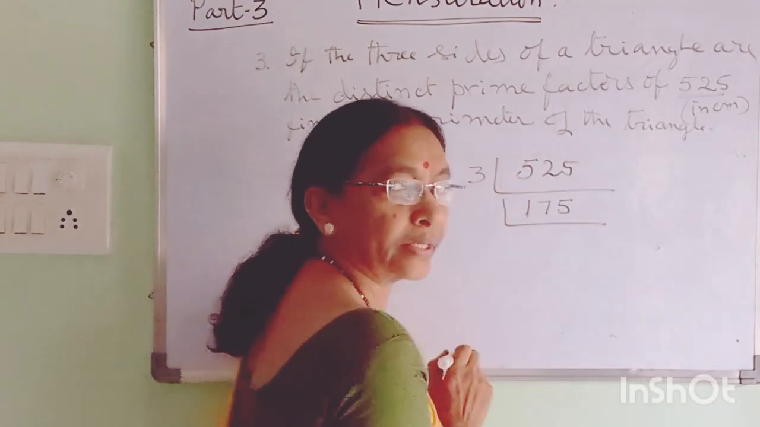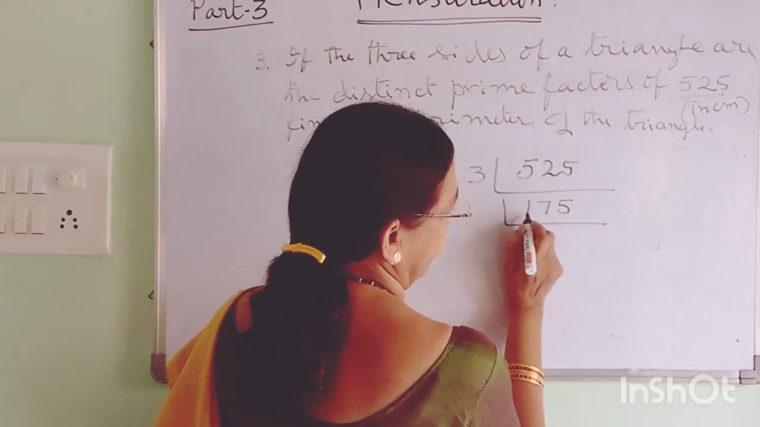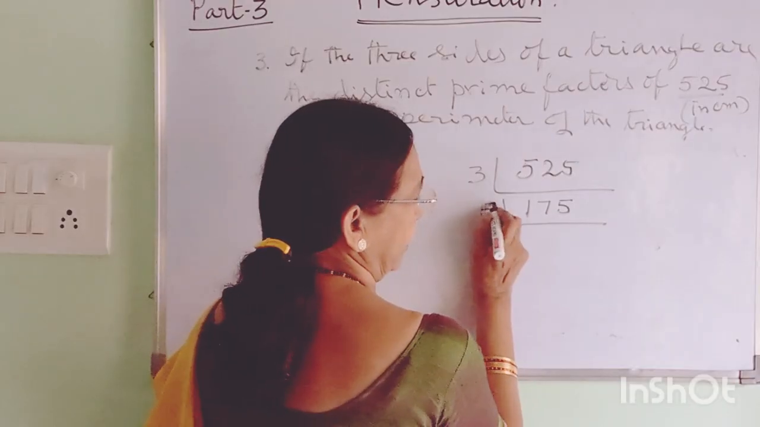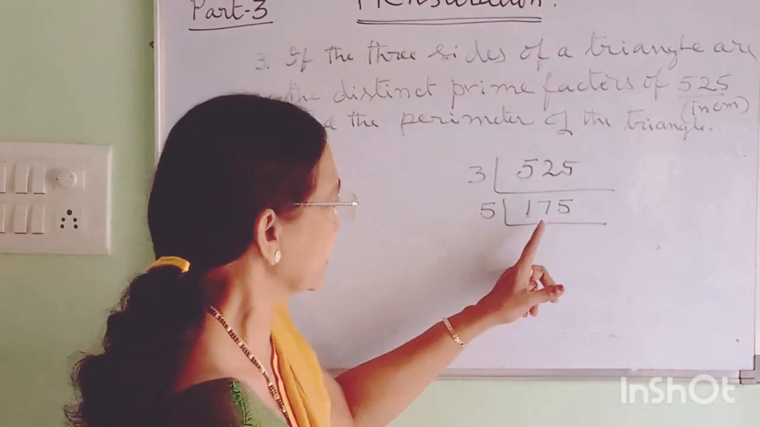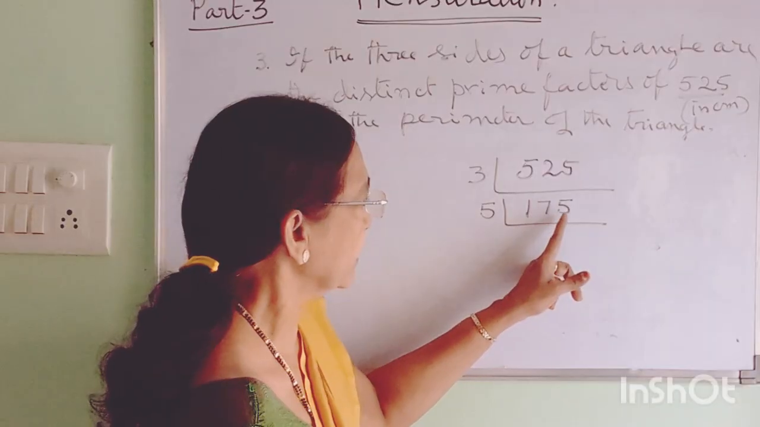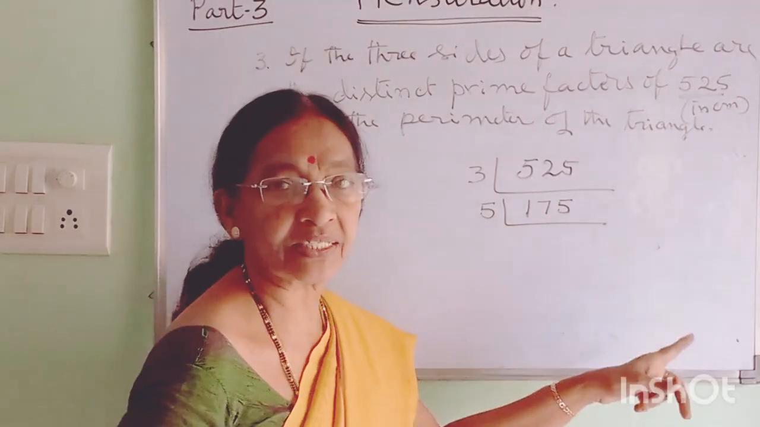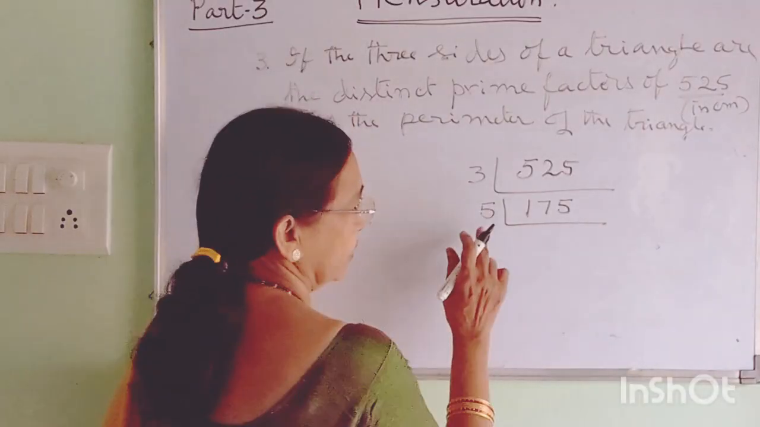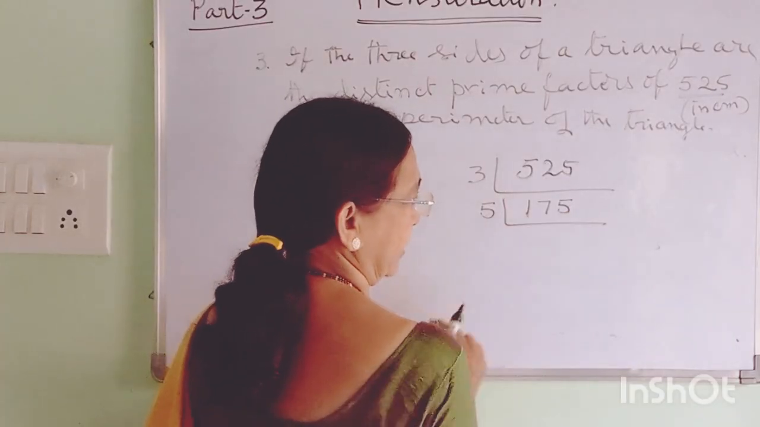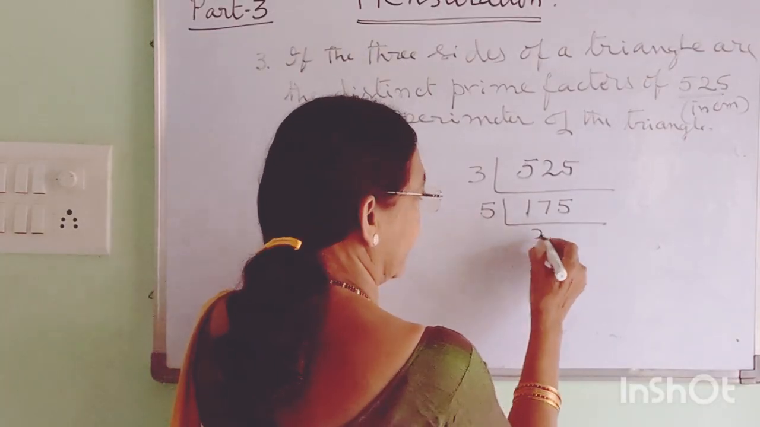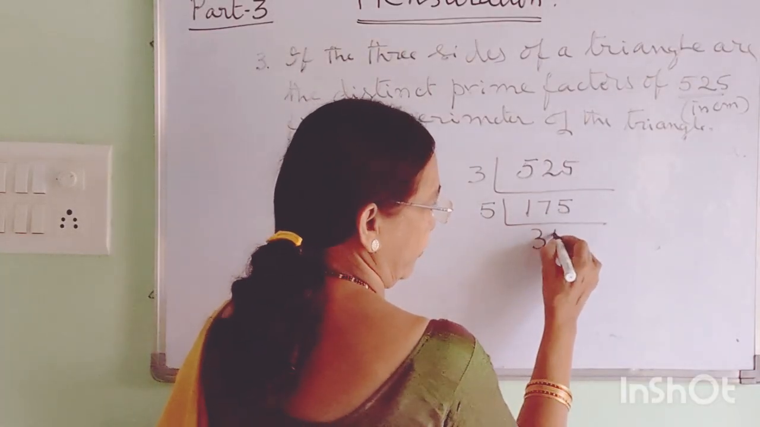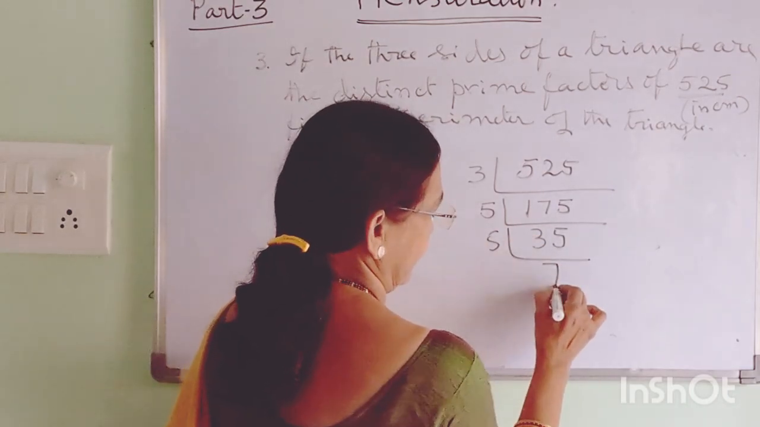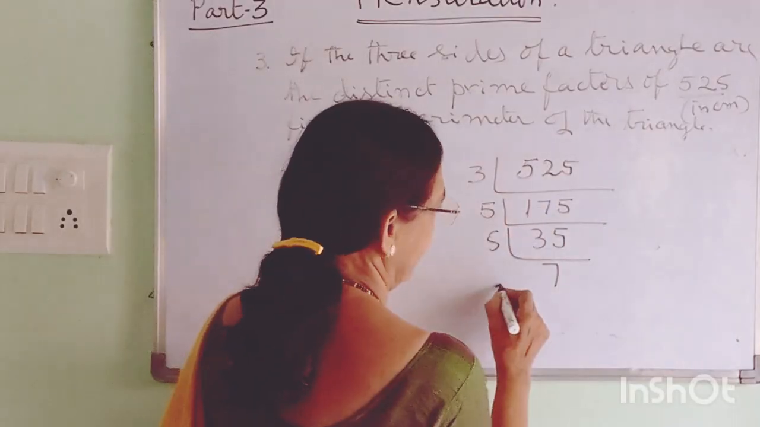Again, it is divided by... It is divided by 5. It is not divided by 3 this time because 1 plus 7 is 8, 8 plus 5 is 13, and 13 is not divisible by 3. Therefore, it is not divisible by 3. So it is divisible by 5 because at the end it is 5. 5 threes are 15, 2 remains, 5 fives are 25, 5 5s. Again, it is divided by 5. 5 sevens are 35.